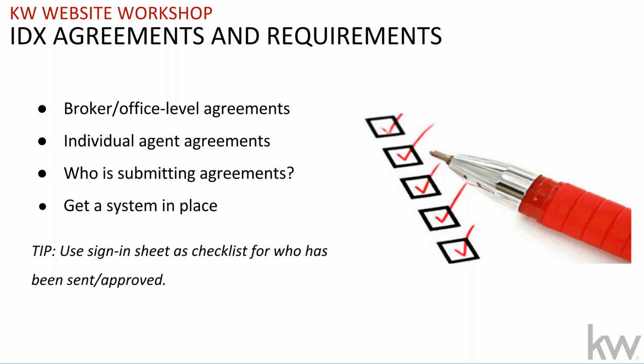And I've got the tip there that says I use the sign-in sheet from the class. I put a checkbox on each side of each attendee. And so I check the left box when I've sent it to them to sign, and then I check the other box when I've sent it to Placer for them to send off to the board.